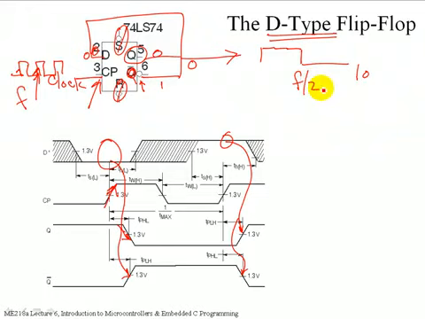Yes? Can you change the triggering to be on falling edges? For a device, no. But you can buy a device with a falling edge trigger. So it's just a different kind of device.